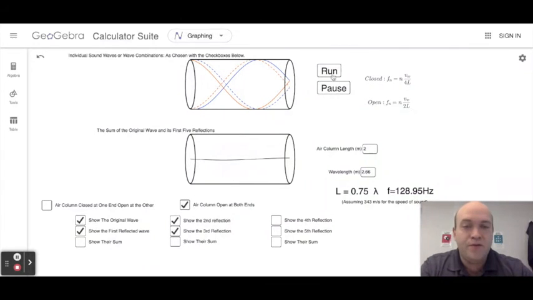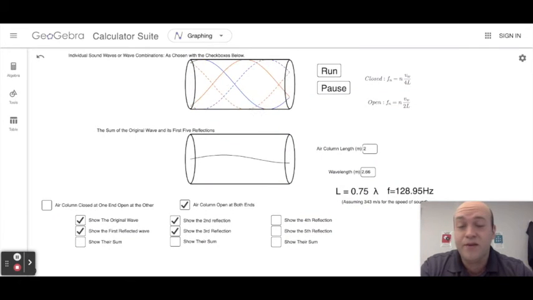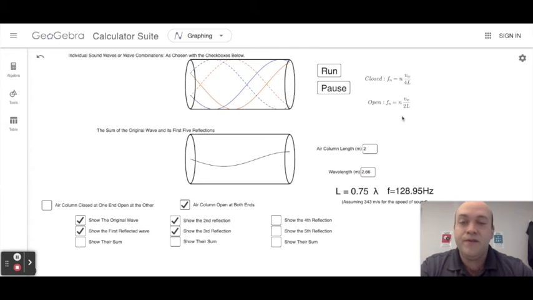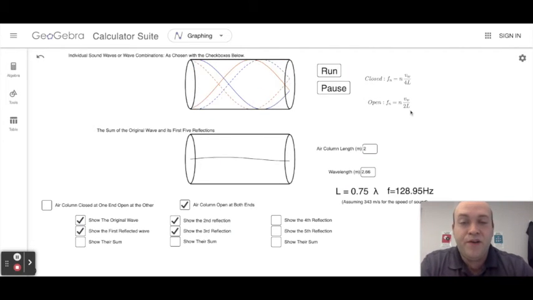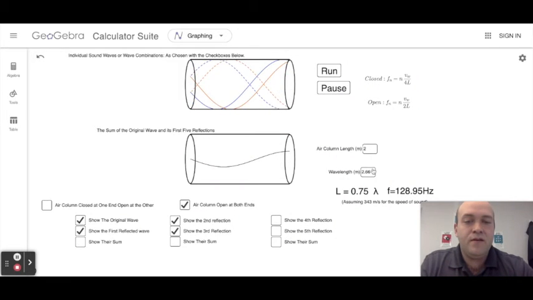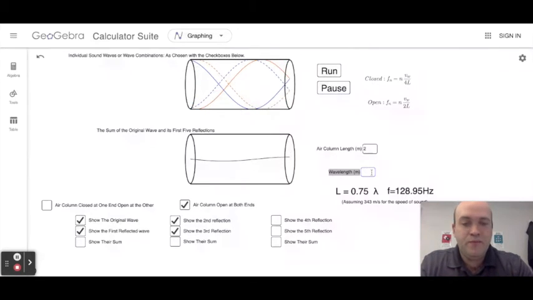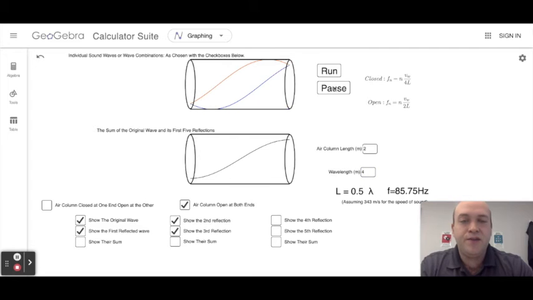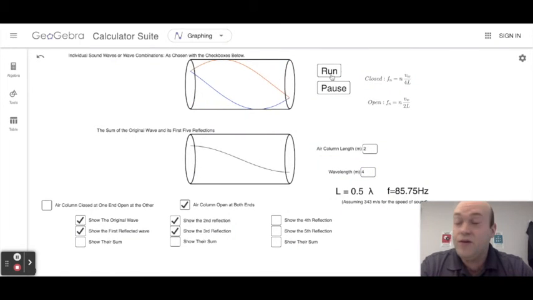Okay, so if I run it right now, we're definitely not going to get a standing wave, because the relationship is different for an open tube. If I want it to be the fundamental frequency, I need my wavelength to be double the length of the tube. So if I change that to 4 and now I run it, I do get a standing wave, and I've got a node in the middle and an antinode at each end.